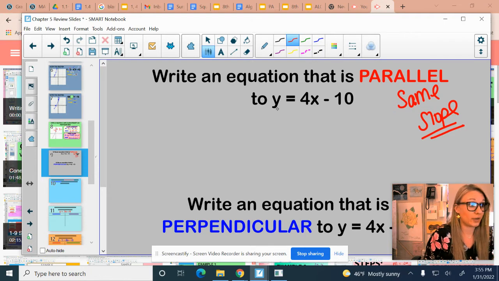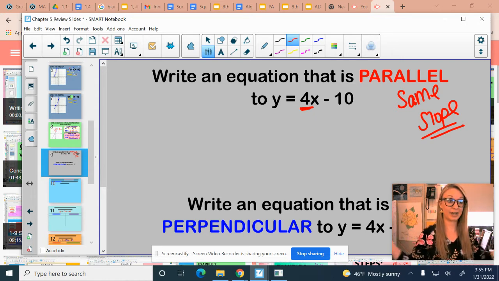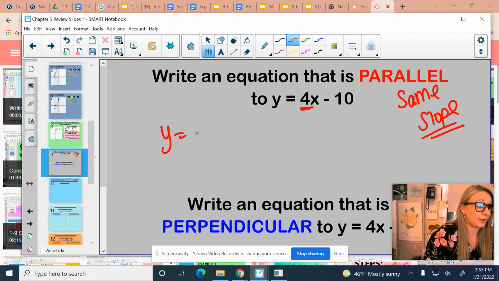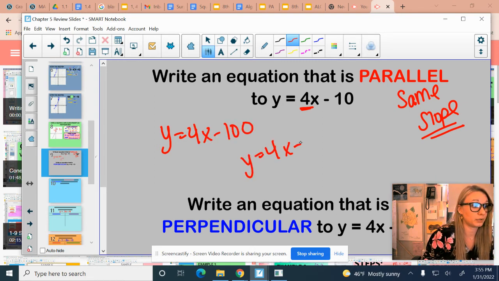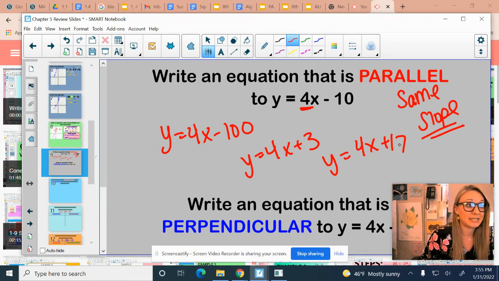So if I want any equation that's parallel to y equals 4x minus 10, this is the only part that I care about. I just need to make any random equation. Who cares about the y-intercept? No, nothing. I need it to have a slope of 4. So I don't know, how about y equals 4x minus 100? Y equals 4x plus 3? Y equals 4x plus 17? The most important part is that if it's parallel, they all have the same slope of 4.